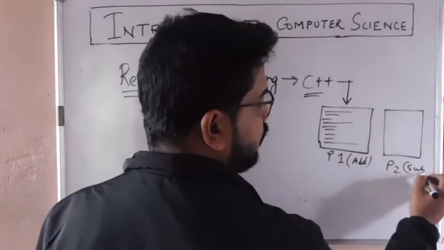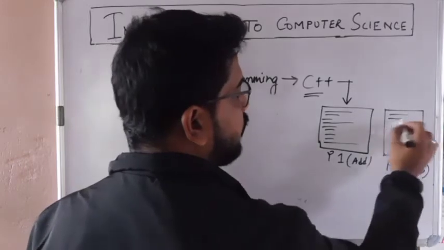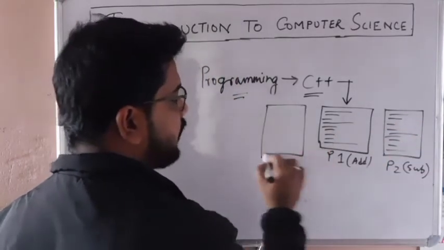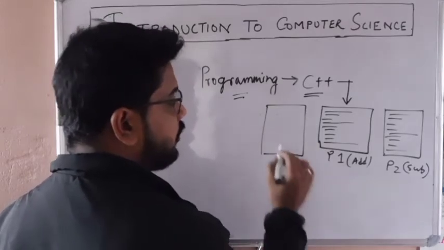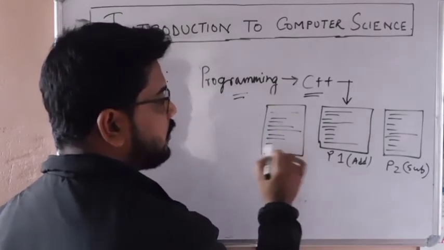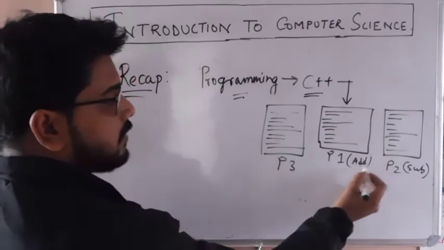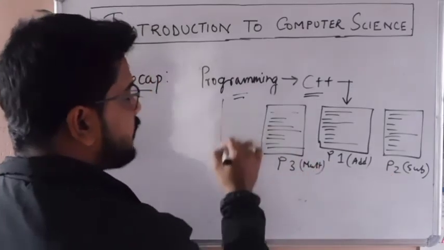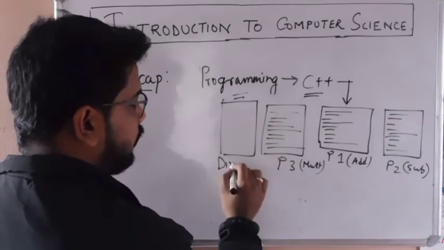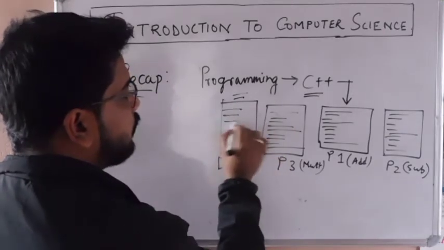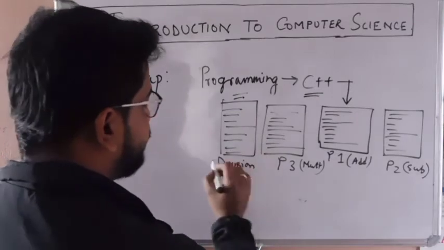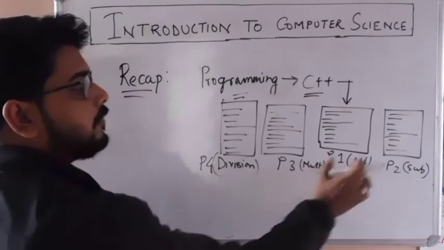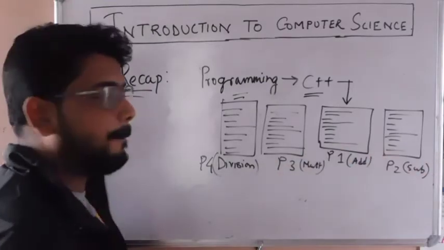do subtraction, right? Another set of codes. Then suppose another program 3, which will do what? This is for addition, this is subtraction, this is suppose multiplication. This is another module which will do division. Okay? So these are different programs or different modules you have created.